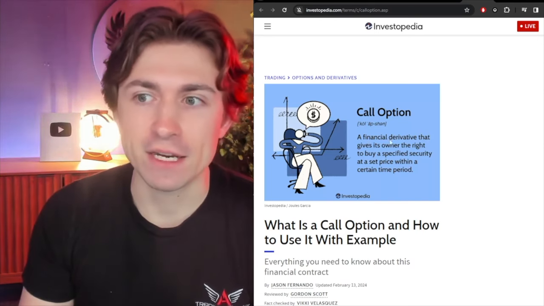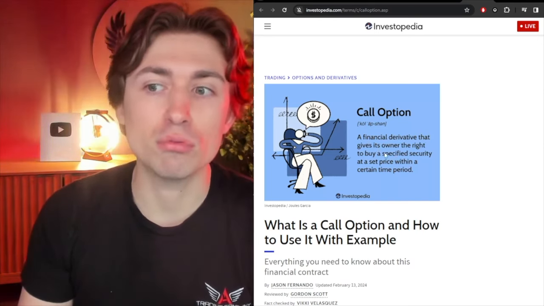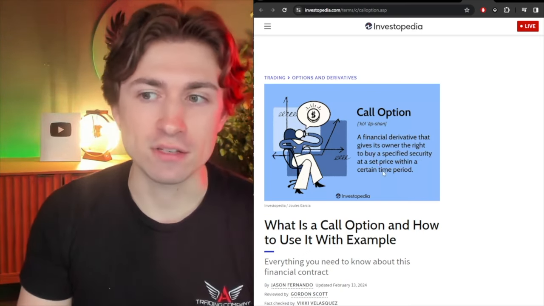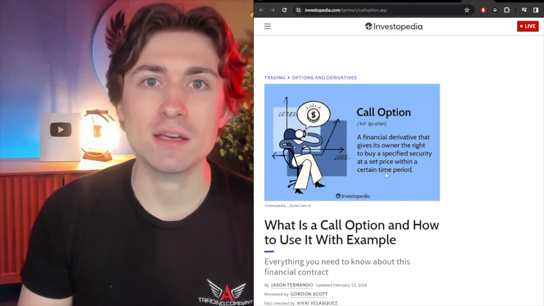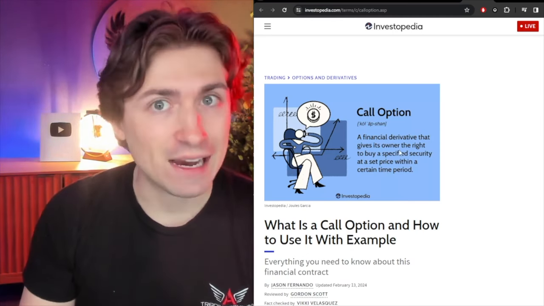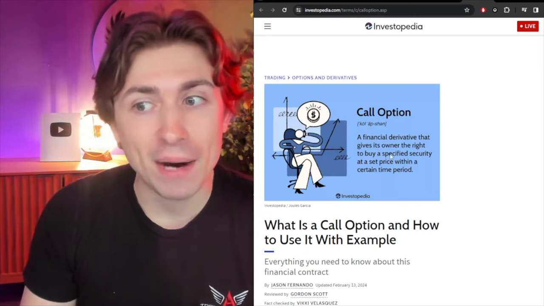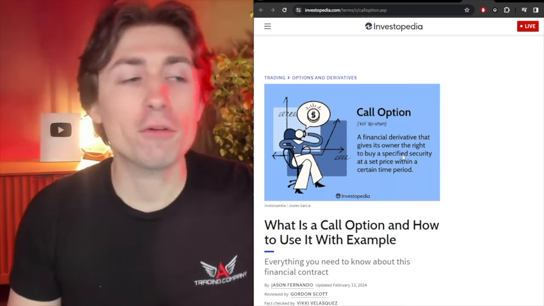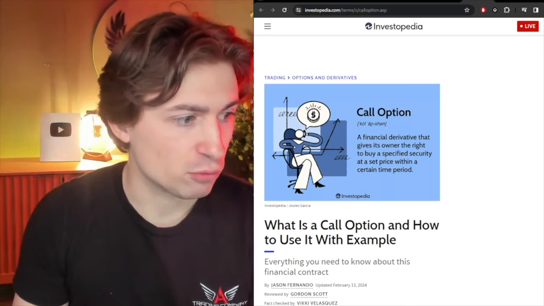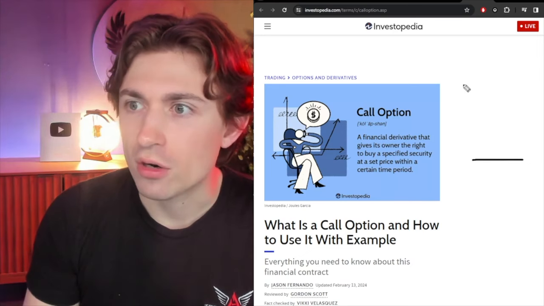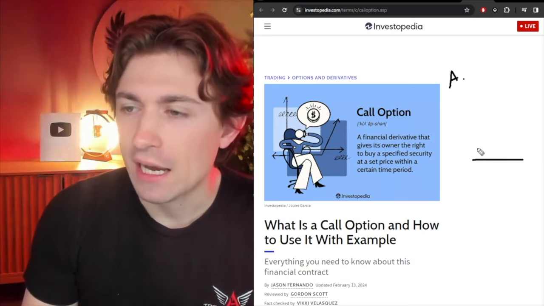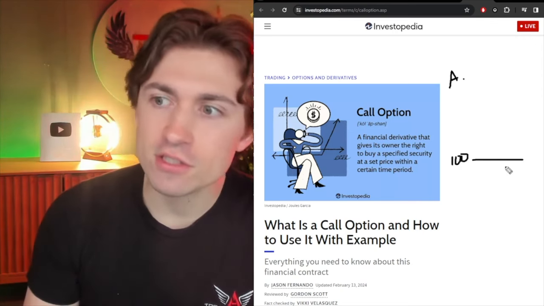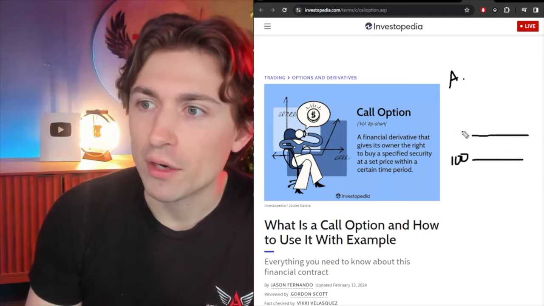A call option is a financial derivative that gives its owner the right to buy a specified security at a set price within a certain time period. It is the right, essentially, but not the obligation. You don't have to, but you can buy a security at a certain price locked in when you buy the call. For example, keeping this really simple, let's say you are looking at Apple, and Apple is trading at $100 per share. And let's say you want to buy a call at 110.